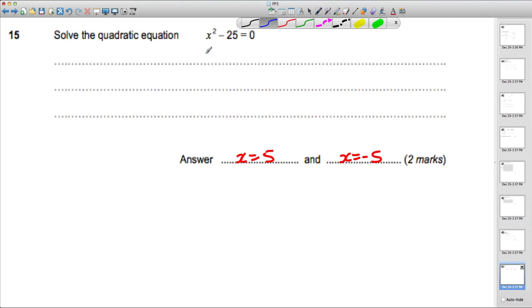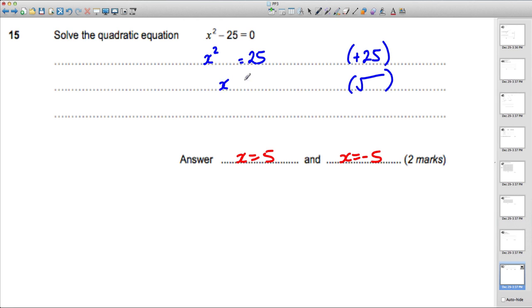The other thing you might do is add 25 to both sides. Then you take square roots. When you take square roots, you get a positive and negative answer. So x is the positive square root of 25, which is positive 5, or x is the negative square root of 25, which is negative 5. Hence you get the two answers you got before.